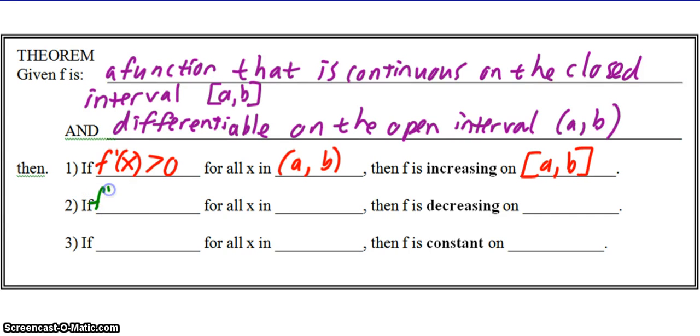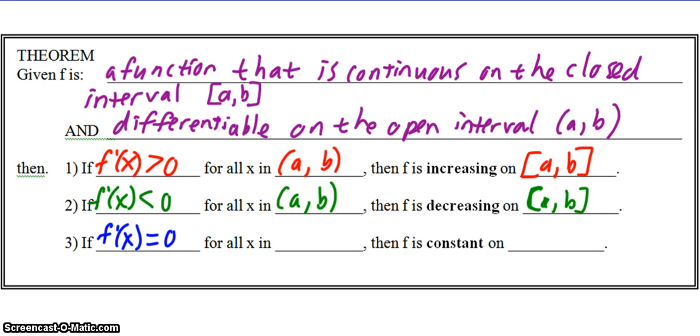If the derivative is less than 0 for all x in the open interval a, b, then f is decreasing on the closed interval a, b. And if f prime of x, or the derivative, equals 0 for all x in a, b, then f is constant on the closed interval a to b.